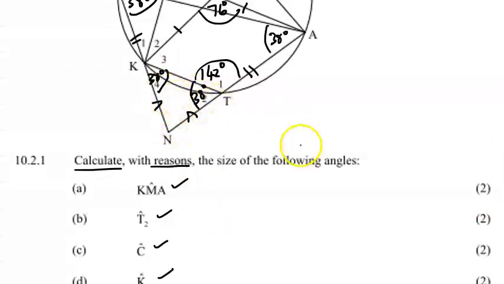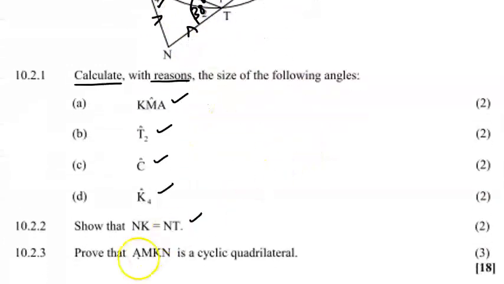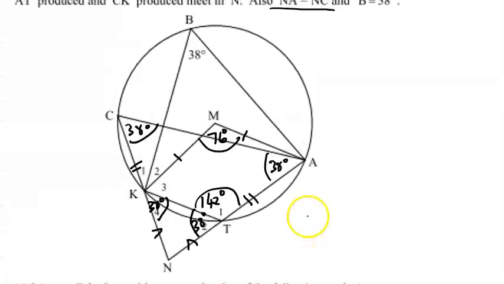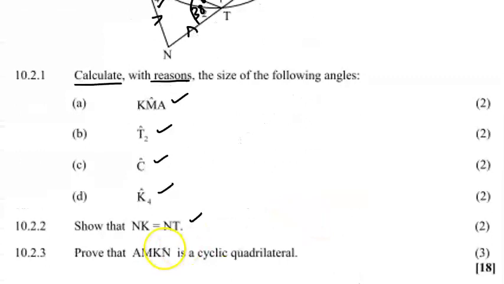Equal sides opposite equal angles will be our reason there. And lastly, prove that AMKN is a cyclic quadrilateral. Now, what are the three ways that we can prove a cyclic quadrilateral? Let's just have a look at that quickly.